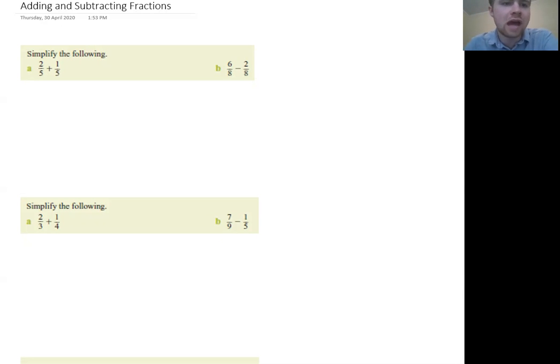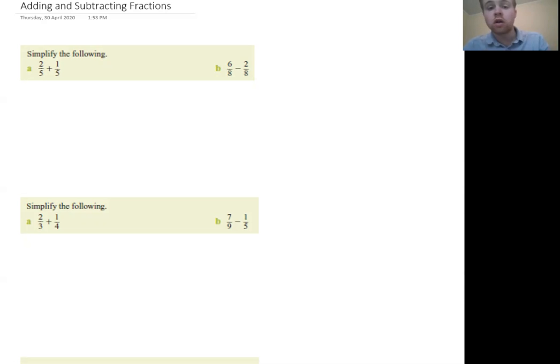Today, we're going to look at adding and subtracting fractions. This is where we've been leading up to in the last few lessons, looking at converting or changing equivalent fractions, and looking at simplifying fractions. Today, we're going to learn how we add fractions together.